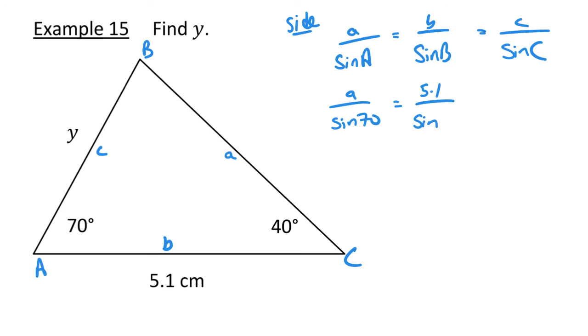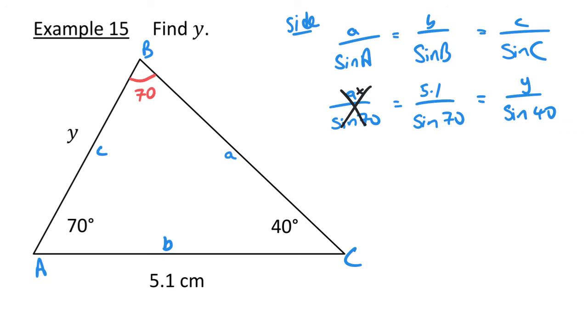So 70 and 40 is 110. So 110 from 180 means that the angle B is 70 degrees. So then we're going to have 5.1 over sine 70. And then c, which is what we're looking for, so it's side y, over the sine of 40 degrees. Now this time, we don't know what a is, and we're not trying to work it out. So we can forget about that whole part of the fraction. So what we're left with is just 5.1 over sine 70 equals y over sine 40.